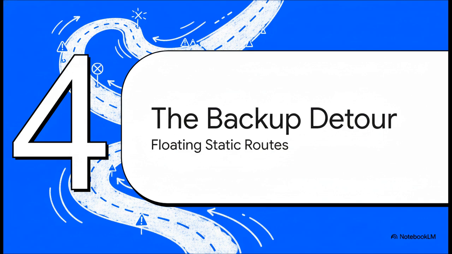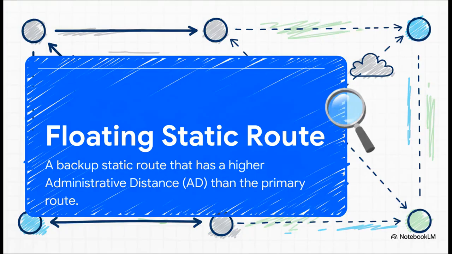Okay, so what happens if your perfect, hand-drawn route suddenly hits a roadblock? Well, this is where network admins get really clever with a pre-planned detour. A floating static route is basically a backup path that just sits there dormant in the router's configuration. It's held in reserve. And the whole trick is that the administrator manually gives it a higher administrative distance, making it less trustworthy or less preferred than the main route. It's the use in case of emergency option.